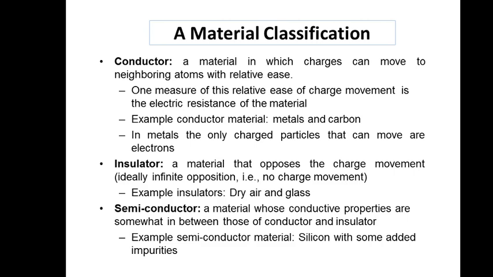Another classification of materials is semiconductors. Generally, the properties of a semiconductor are in between conductor and insulator. So examples we can say here are silicon, silicon with some added impurity, even germanium. So these are the semiconductors. Conductors, insulators, and semiconductors are the material classification.